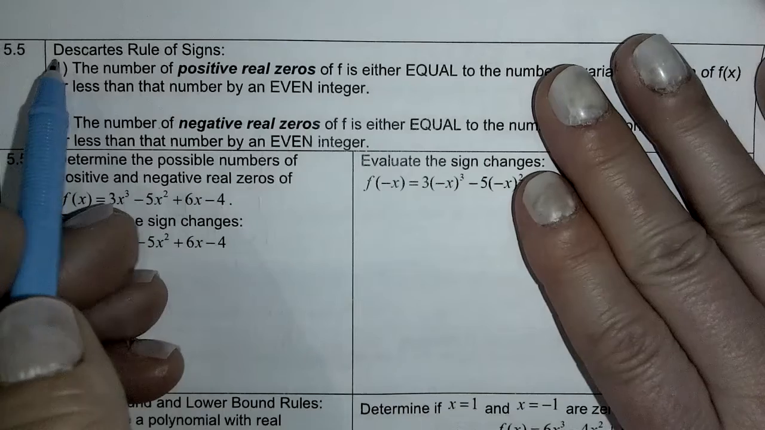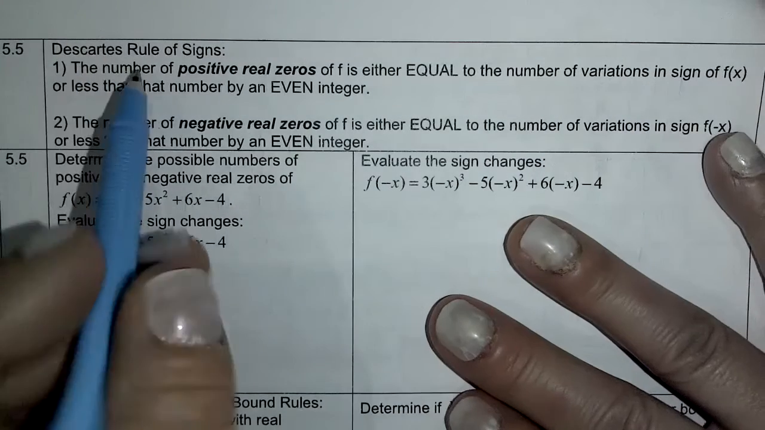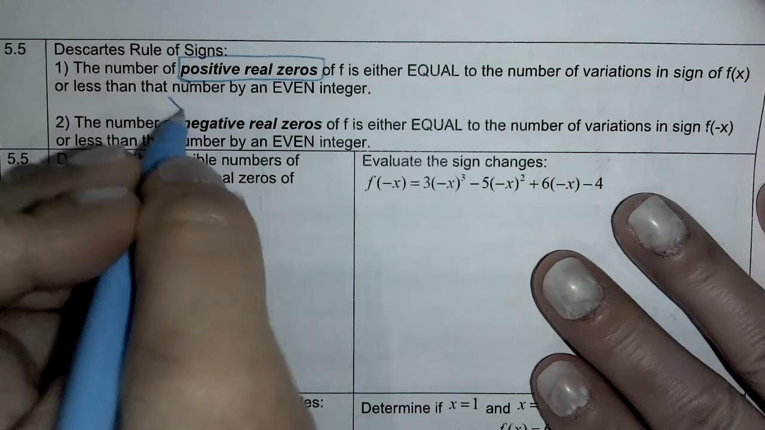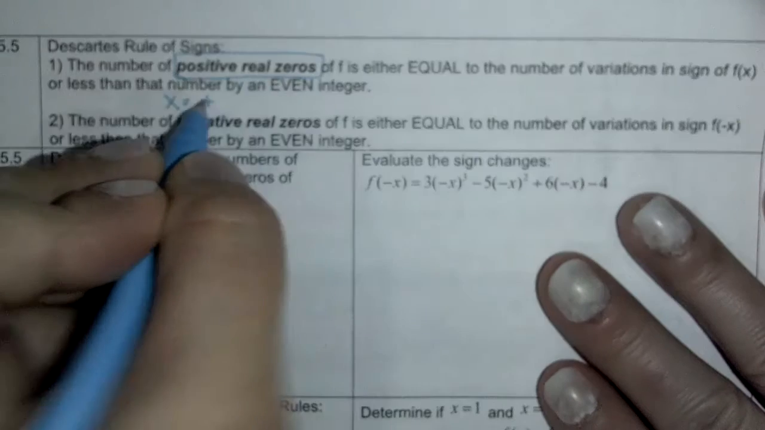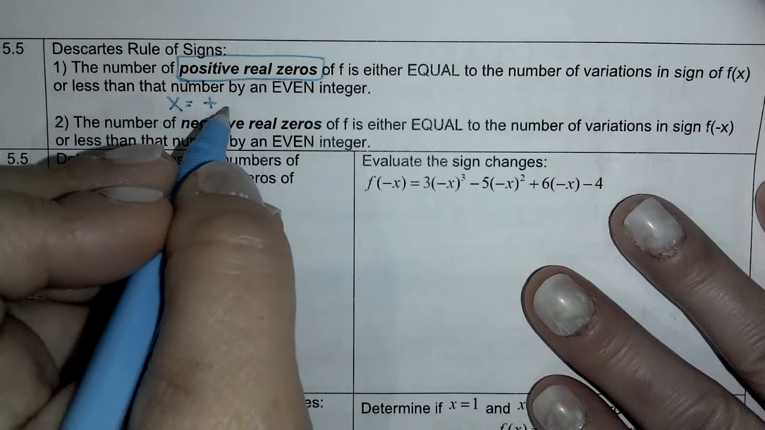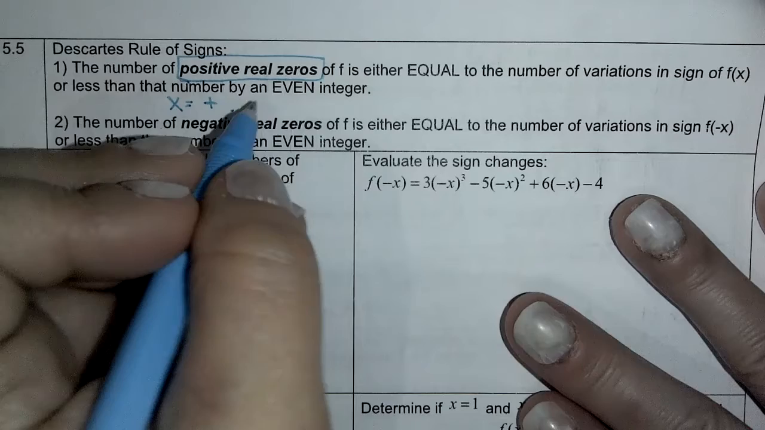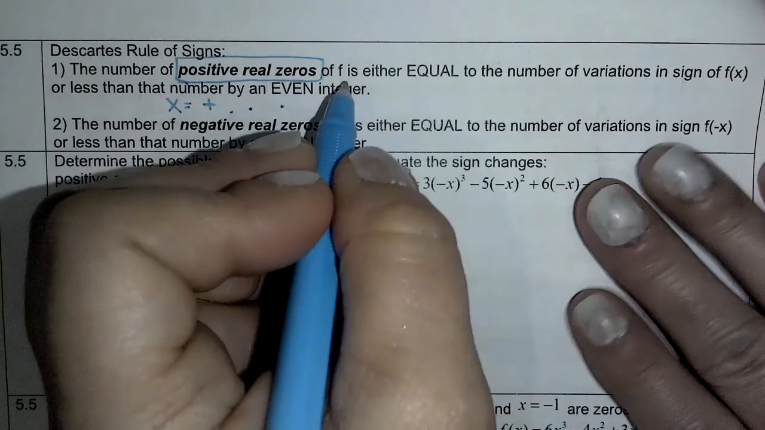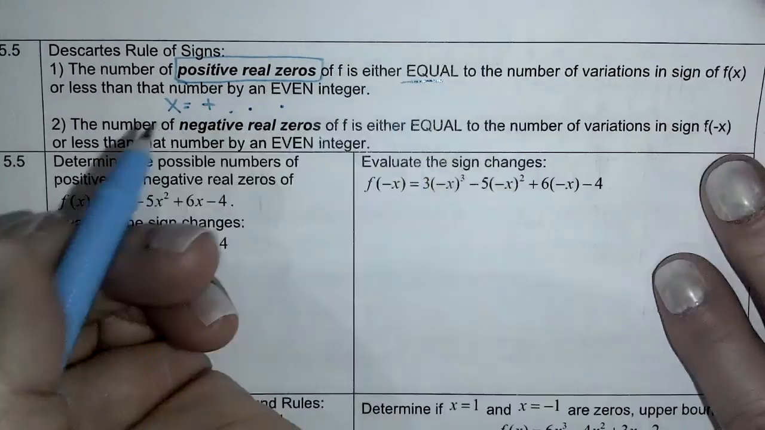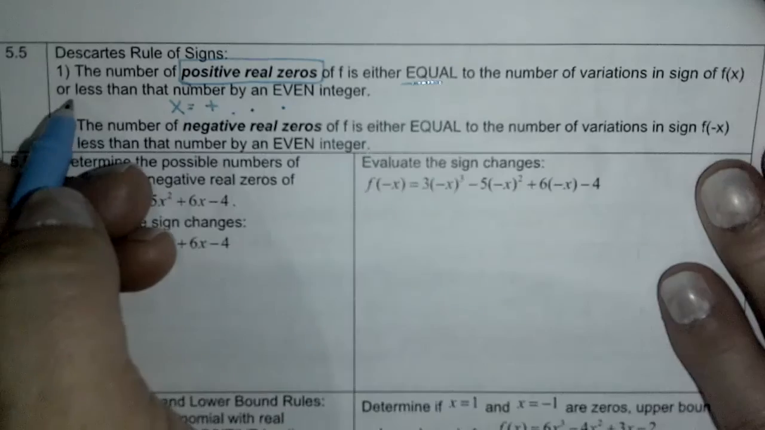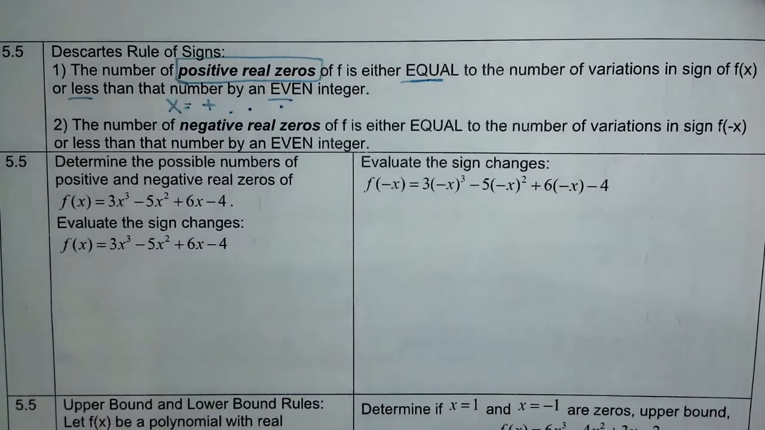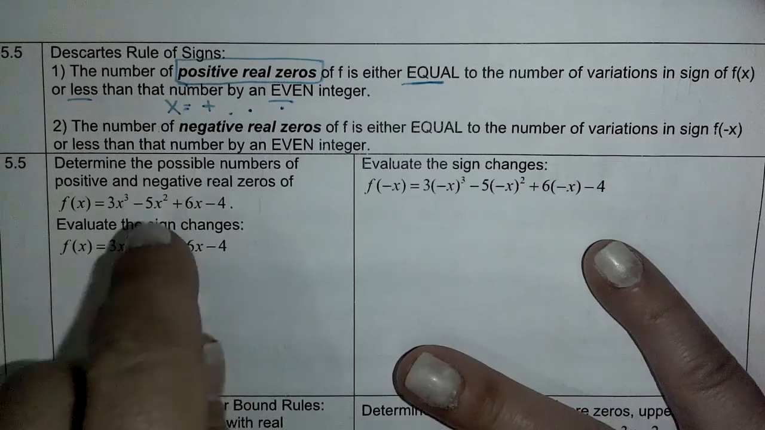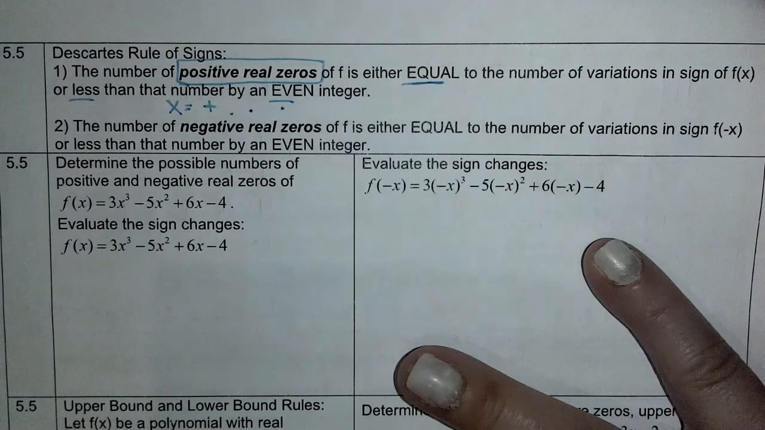So we have Descartes' rule of signs. It says the number of positive real zeros, in other words, your answer is x equals a positive real number, so 2, 2.4, 3.87, positive numbers, is either equal to the number of variations of signs or less than that by an even integer. We're going to look at this before we talk about the negative real zeros.